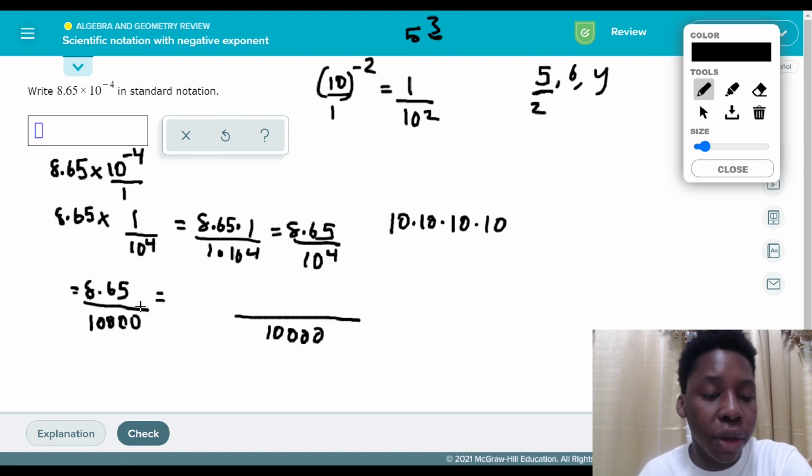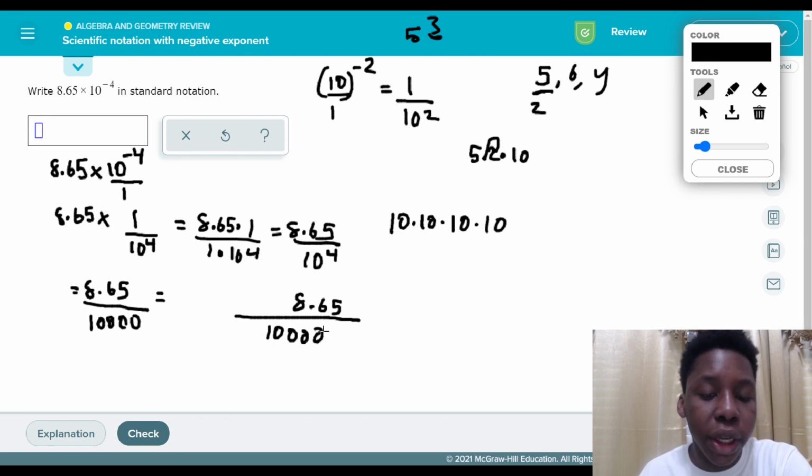But if I'm multiplying, right, so let's say for example I was multiplying 5.2 times 10 times 10, right? This dot has to go forward in this case because I'm multiplying, right? But since I'm dividing, this dot is going backward. Okay, so let me put that into practice. 8.65.